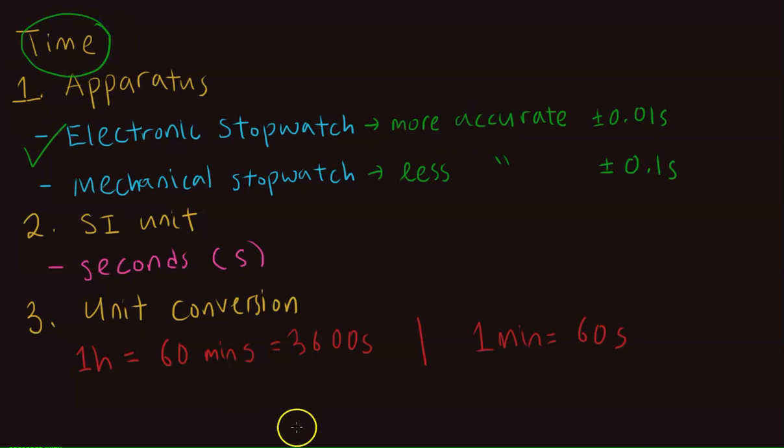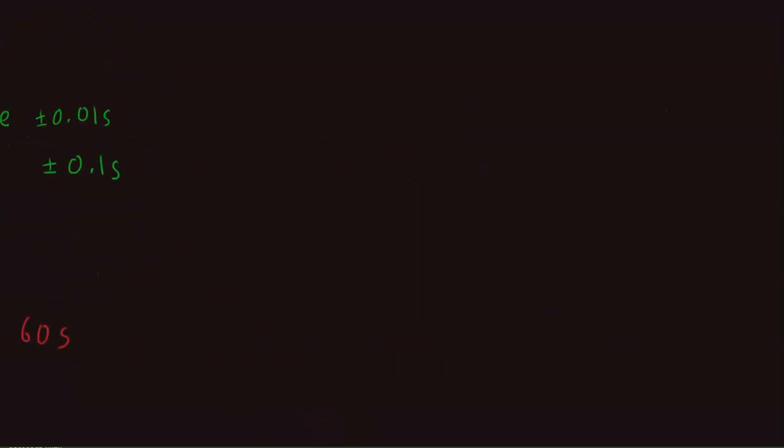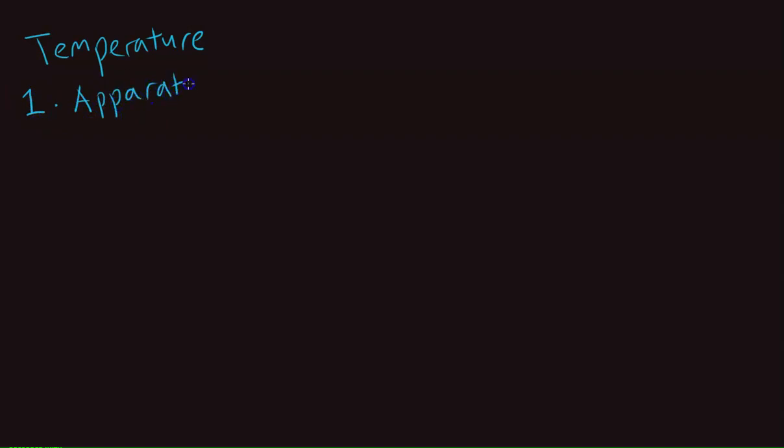Let's move on to temperature. For temperature, same thing, we'll unpack it into three portions. First would be its apparatus. To take the temperature of a certain product, a reactant, we can use two instruments basically. First is a mercury thermometer. Second would be to use an alcohol thermometer.